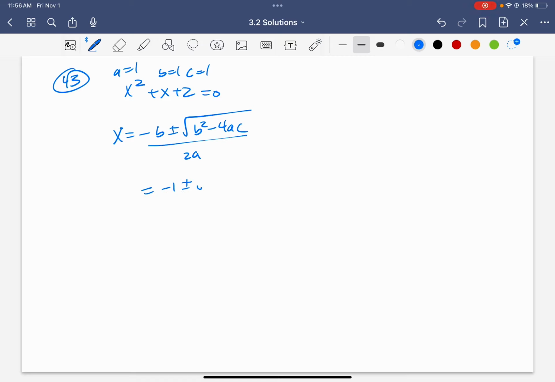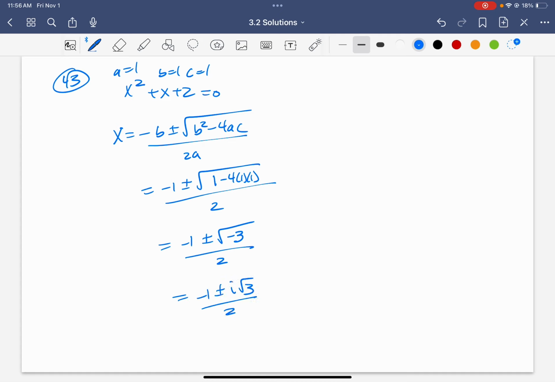So you're going to get negative 1 plus minus square root of 1 minus 4 times 1 all over 2 times 1. So you get negative 1 plus or minus square root of negative 3 over 2. So it's negative 1 plus minus i square root of 3 over 2. So it's negative 1/2 plus minus i square root of 3 over 2. So those are two complex numbers. That is it.